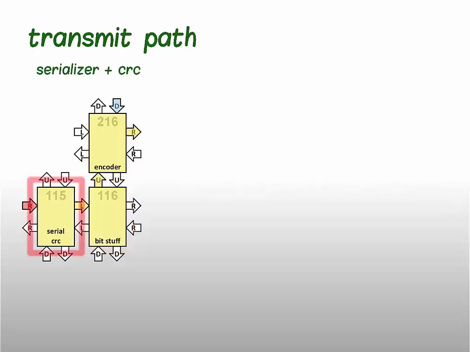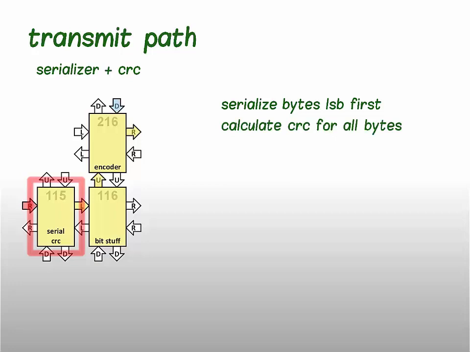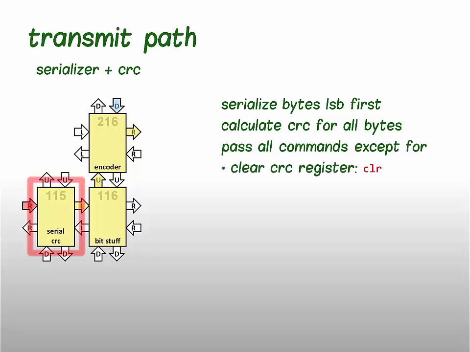The first node in the transmit path is the serializer and CRC calculator. It performs several simple functions. It serializes all data bytes, least significant bit first. It calculates CRC for all data bytes, and it passes all commands except for two intended for this node. One is clearing the CRC register, and the other sends the 16 bits of CRC out for transmission.